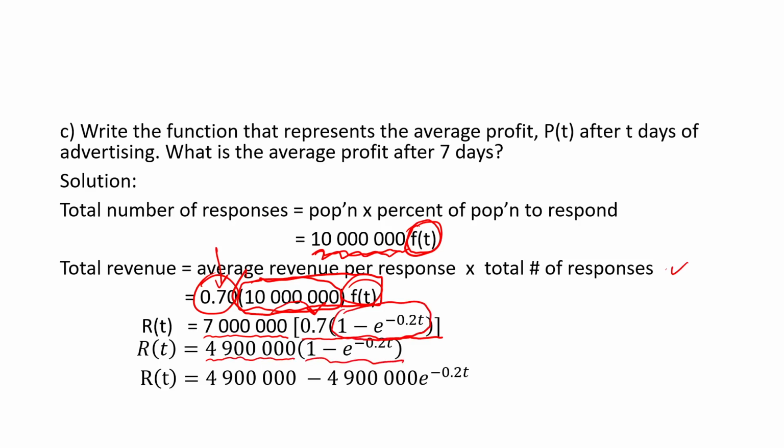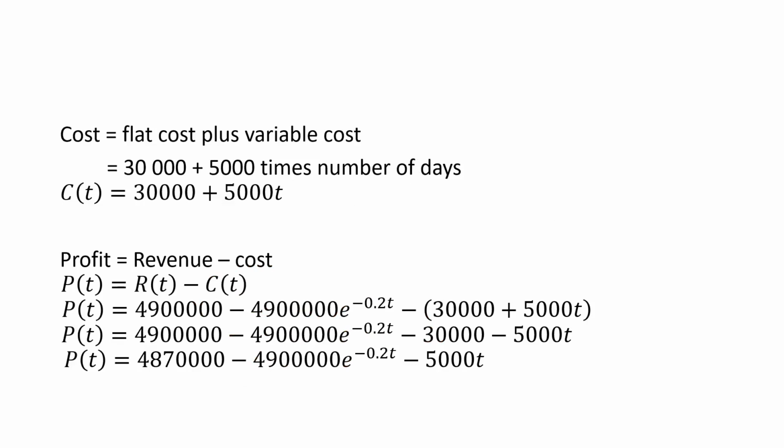And now we're going to take that 4,900,000 and distribute it into that bracket, and we're going to get this expression at the bottom. That's an expression representing revenue as a function of time. Now, that's not what the question wants. The question wants profit. So let's now determine our costs.